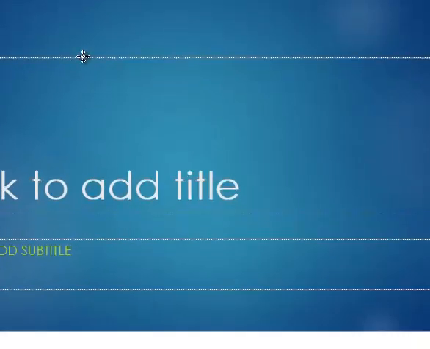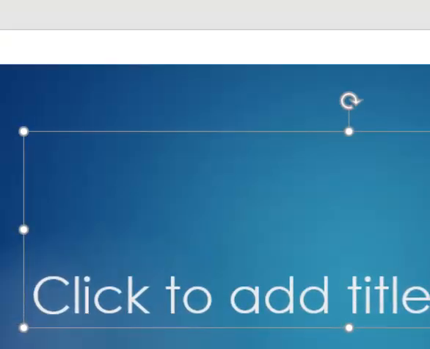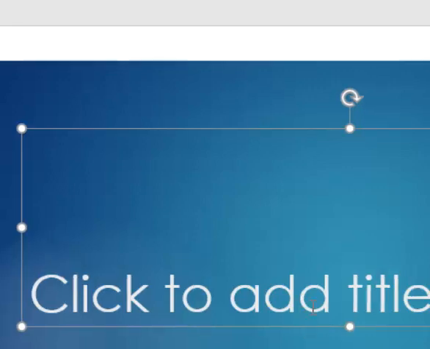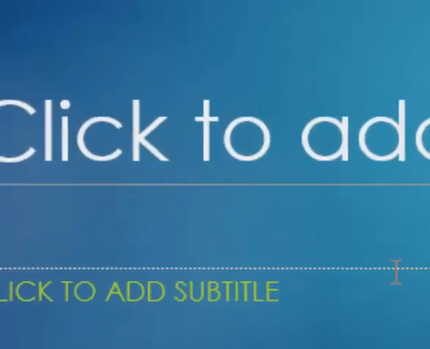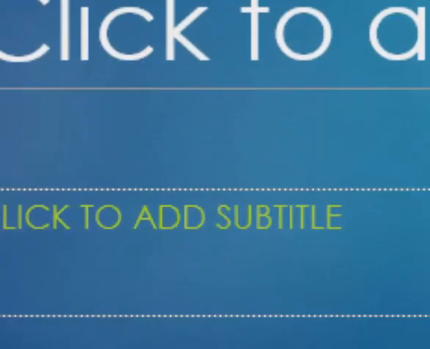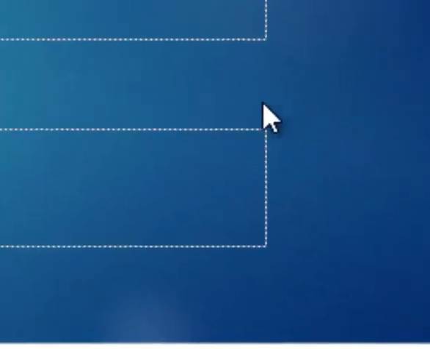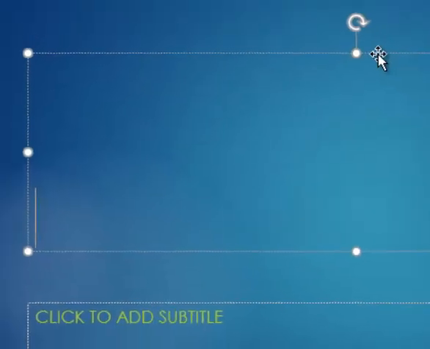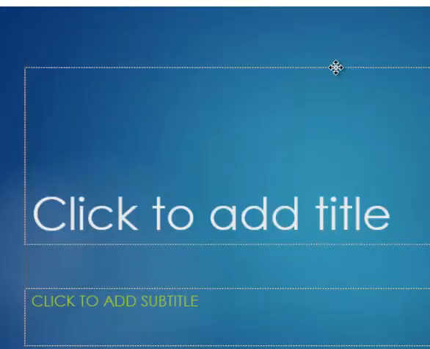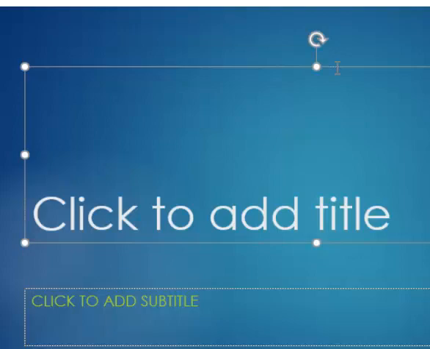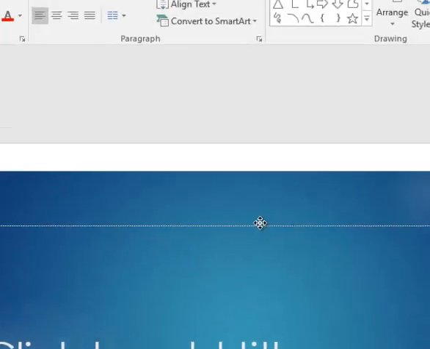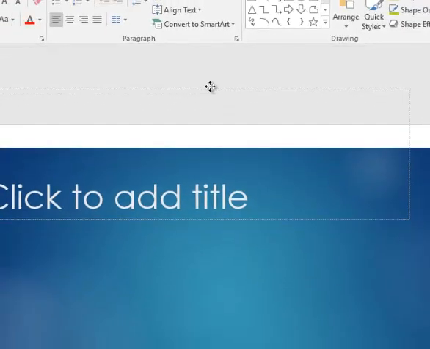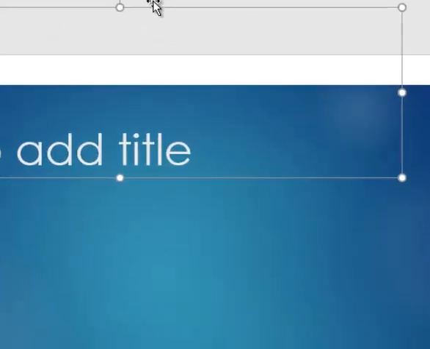It could be a dashed box, which means the placeholder is not selected, or a solid box when the placeholder is selected. You cannot manipulate a placeholder unless it has a solid box. A dashed box means the placeholder is not selected. When you want to move a placeholder, you click on it, get the four-headed arrow, and move the placeholder.